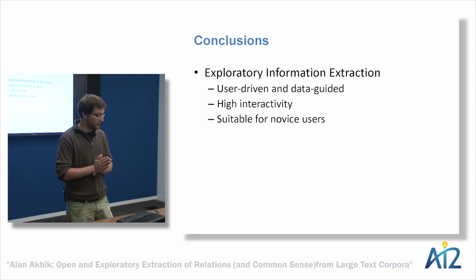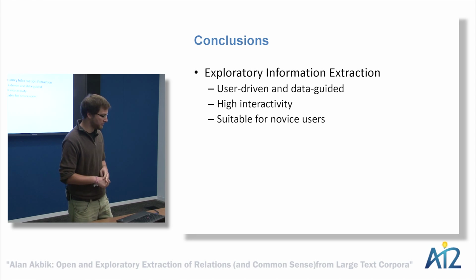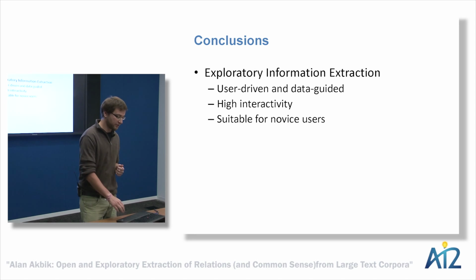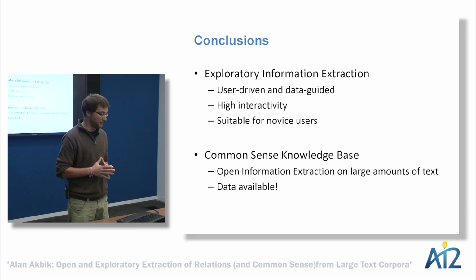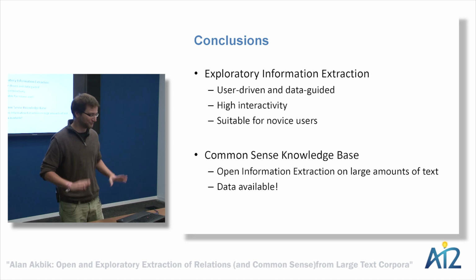First, we made a case for exploratory information extraction, which is user-driven and data-guided, trying to make it very interactive, very easy to use, and very quick, so that we arrive at our extractors very quickly, and make it suitable for novice users. And the second part is our Commonsense Knowledge base, where we looked at what we can mine out of text. If we have a lot of text, if we have cool technologies, what kind of Commonsense knowledge can we mine from text? And could we possibly apply this at one point for some tasks? And this data is available. So yeah, thank you.